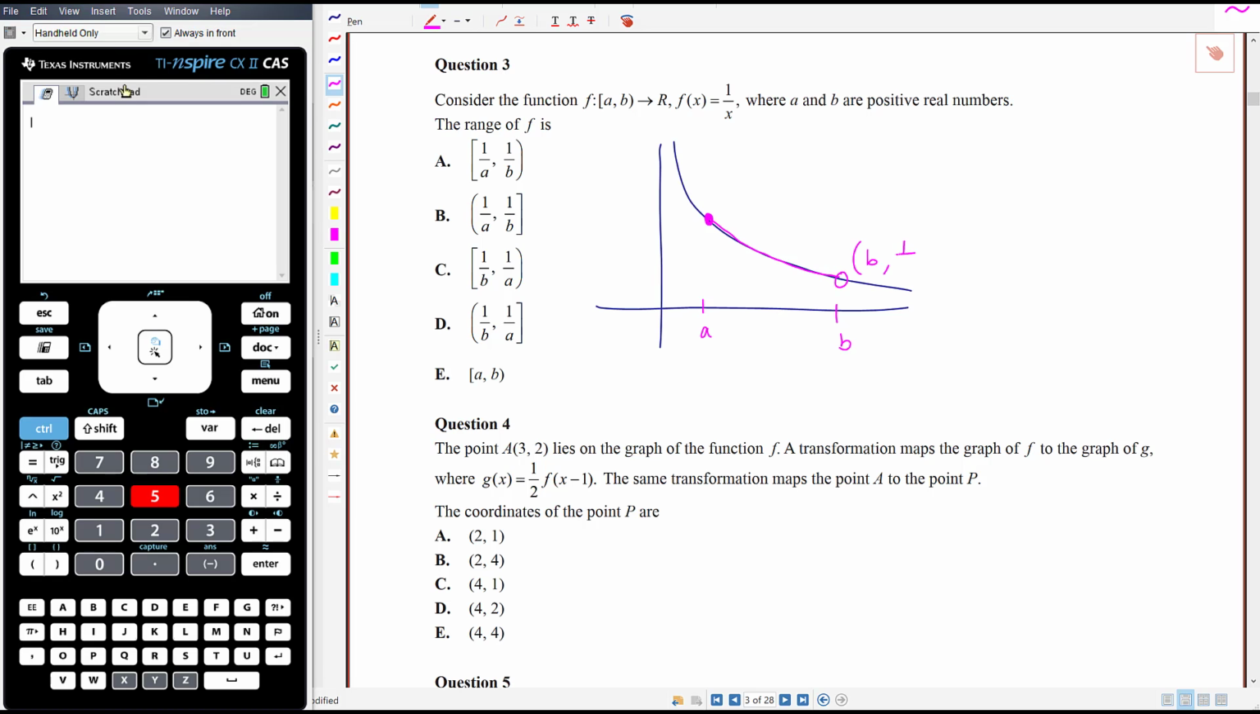When x equals b, y is 1 on b. When x equals a, y is 1 on a. So the range is going to be from 1 on b, but not including 1 on b, up to 1 on a, but including 1 on a. So D.